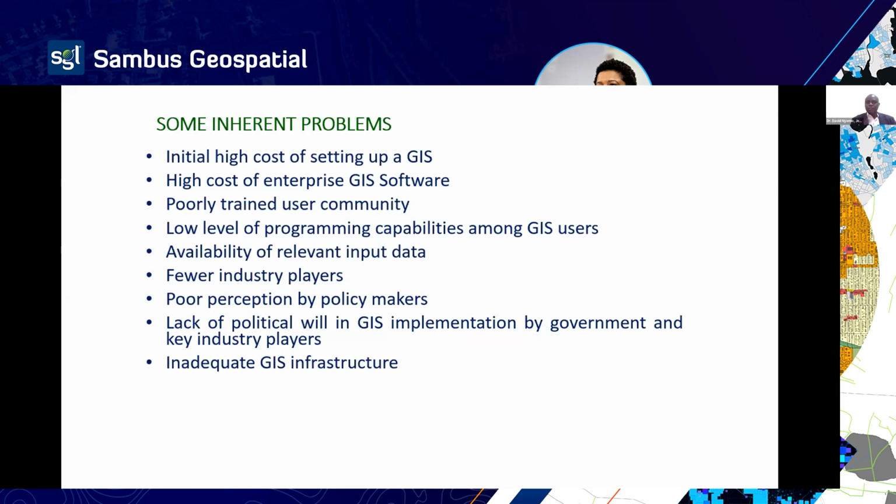Now, I haven't said most of the other issues because when you talk about GIS, those of us that work in government know there are many government organizations involved in this, but there are fewer industry players when it comes to the application of this technology in the country, because we still keep going back to government. And then there is poor perception by policymakers, and it's one of the major problems.